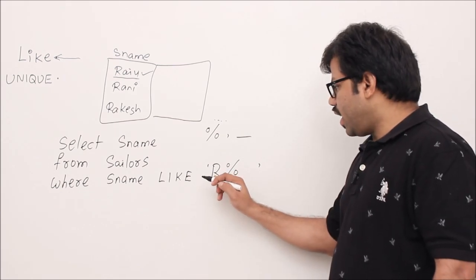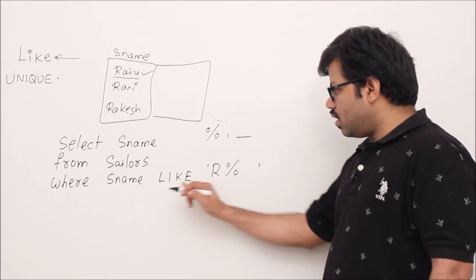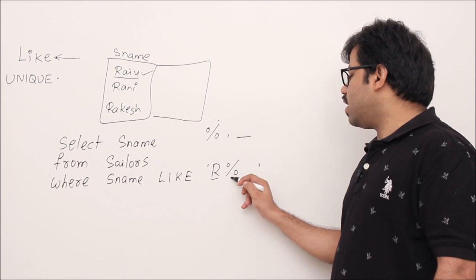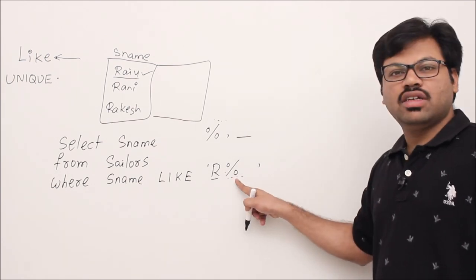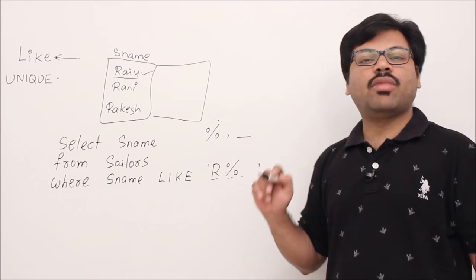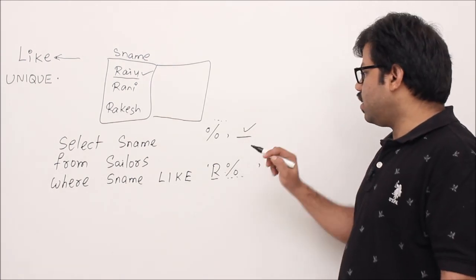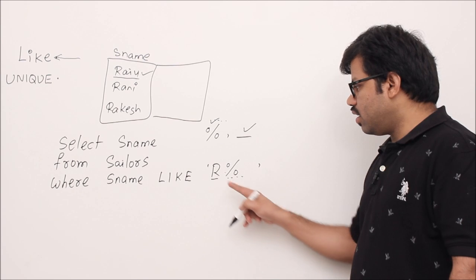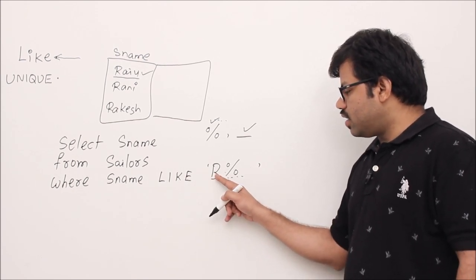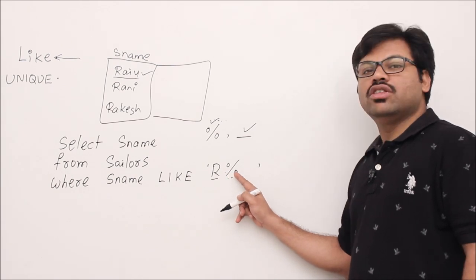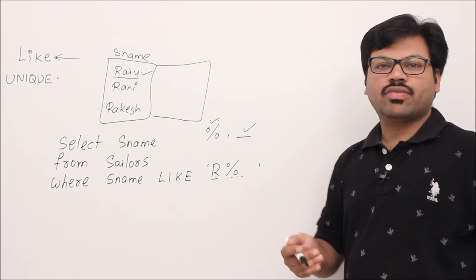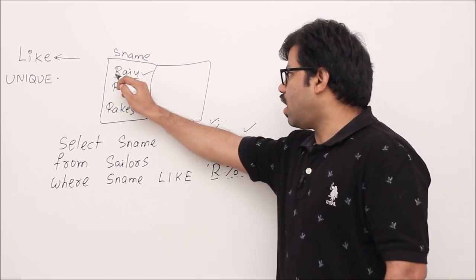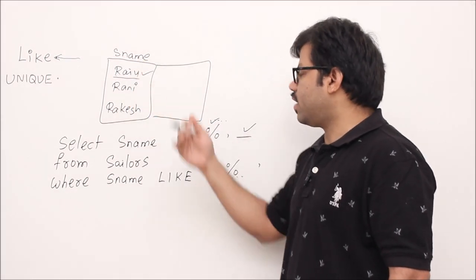For example, whenever I write R percent, that means your S name starts with R, first letter is R, after that percent. So after that there are some other characters. This represents some unknown string. Underscore represents some unknown character. So unknown character, unknown string. When you write R percent, you can imagine it like your friend's name starts with R. After that, there are some 0 or more characters. When you write this query, all the strings which start with R and which contain some more characters will be printed.